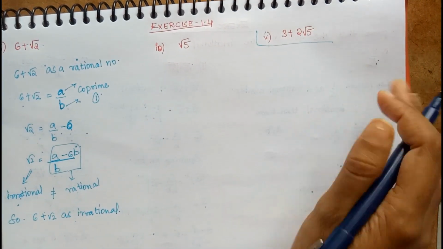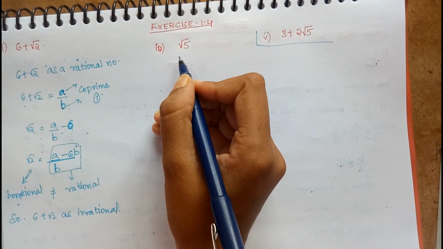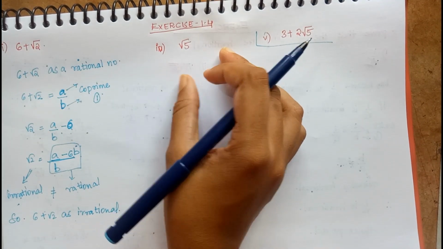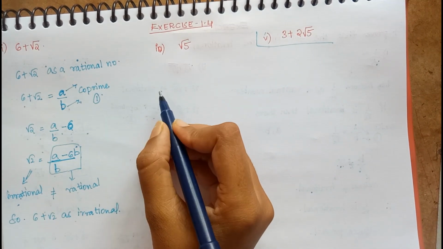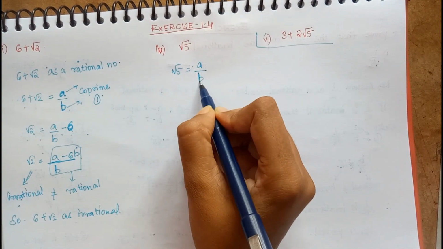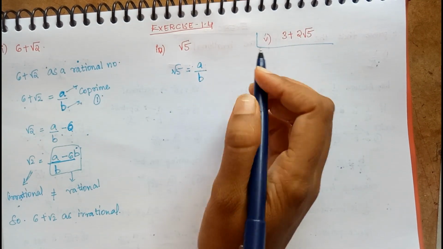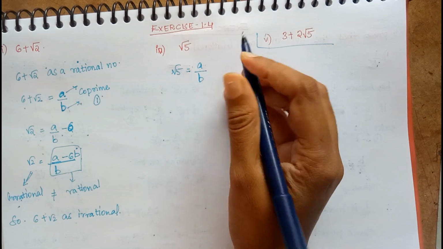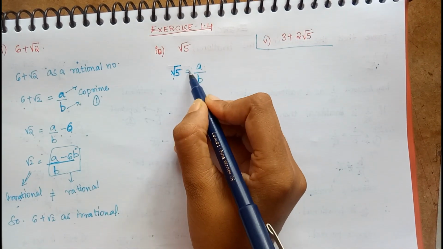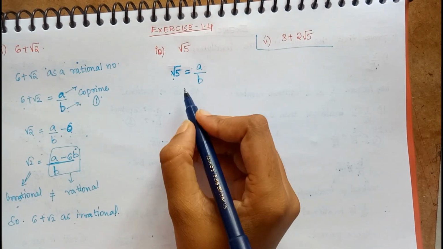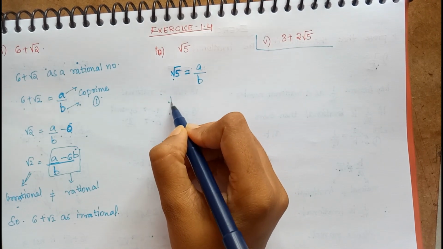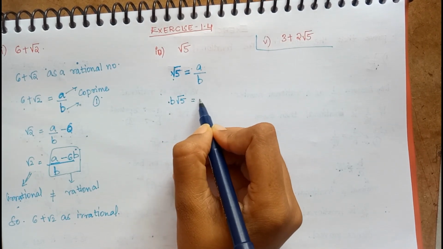Next one, root 5. He is asking to prove that root 5 is an irrational number. Here, if it is rational, then there must exist a, b such that a and b are co-primes and root 5 equals a by b. By rewriting the equation, what you'll get? b root 5 equals a.